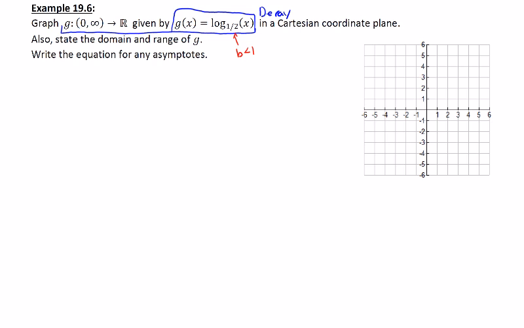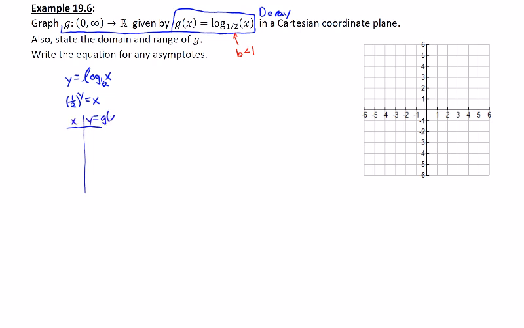So going back and making a table, in the same way that we did with example 19.5, I'm going to write g of x as y equals log base 1/2 of x. If I rewrite that in its equivalent exponential form, I would have 1/2 raised to the y is equal to x. And that's going to be the version of this equation that's going to be easiest to make a table with.